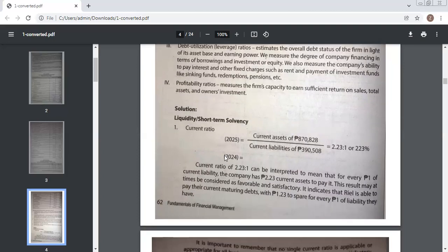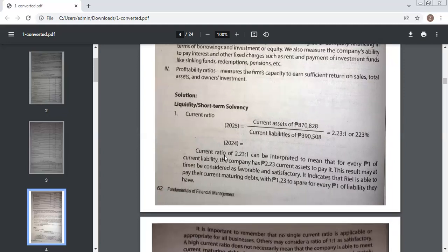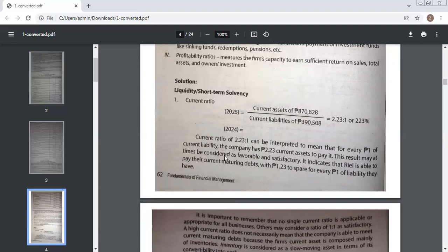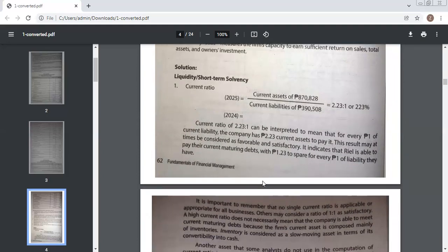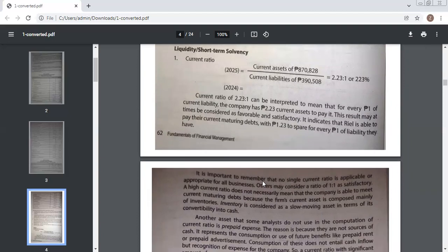So the current ratio of 2.23:1 can be interpreted to mean that for every 1 peso of current liability, the company has 2.23 pesos of current assets to pay. This result is considered favorable and satisfactory. It indicates that Real is able to pay their current maturing debts with 1 peso and 23 cents to spare for every 1 peso of liability they have.